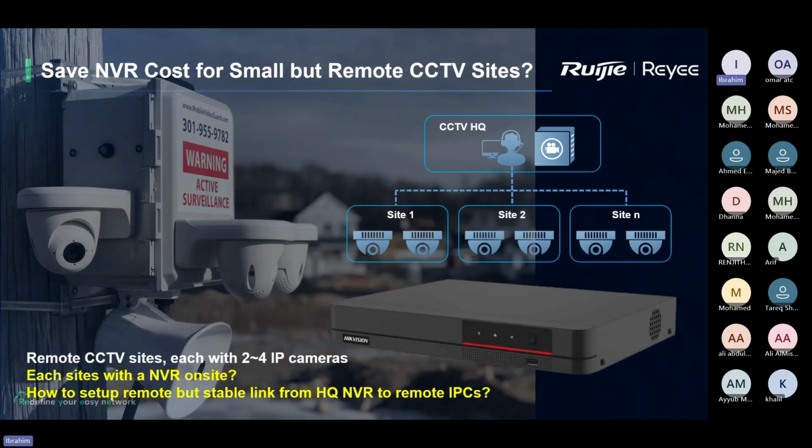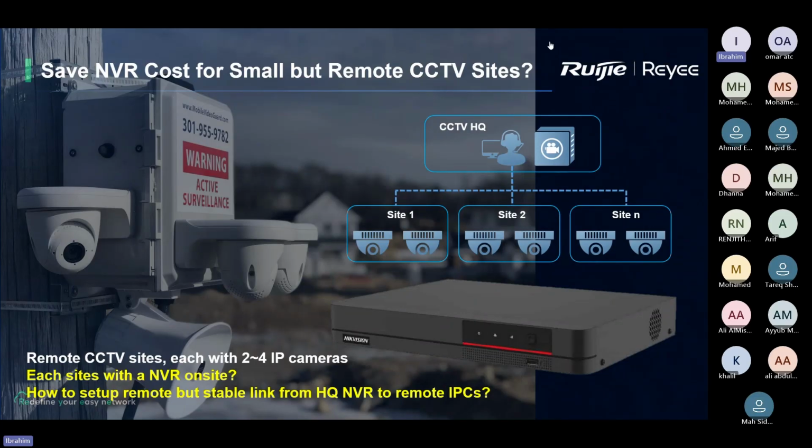So we need to save the NVR costs for small remote sites. For example, we can save the recording in the main HQ, or we have another option to save in the same branch and have access from the HQ to see the IP camera. So this is one example today of how to create a stable and secure link between the HQ and those remote IP cameras.